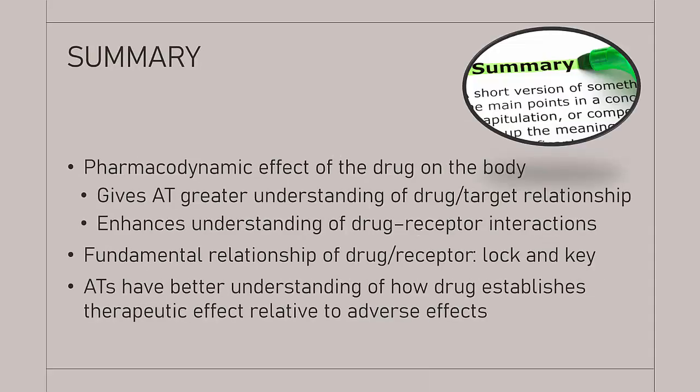In summary, pharmacodynamics describes the effects of the drugs on the body. They give the athletic trainer greater understanding of the drug-target relationships and enhance the understanding of the drug-receptor interactions. They are fundamental relationships of the drug and receptor, or lock and key mechanisms. Athletic trainers must have a better understanding of how drugs establish therapeutic effects relative to their adverse effects.